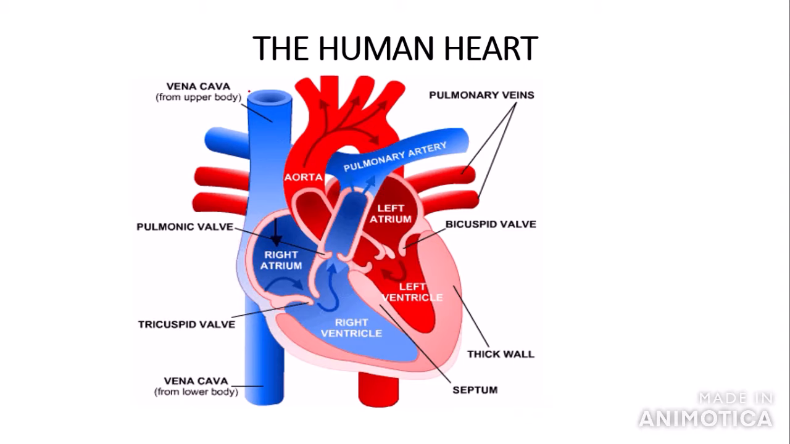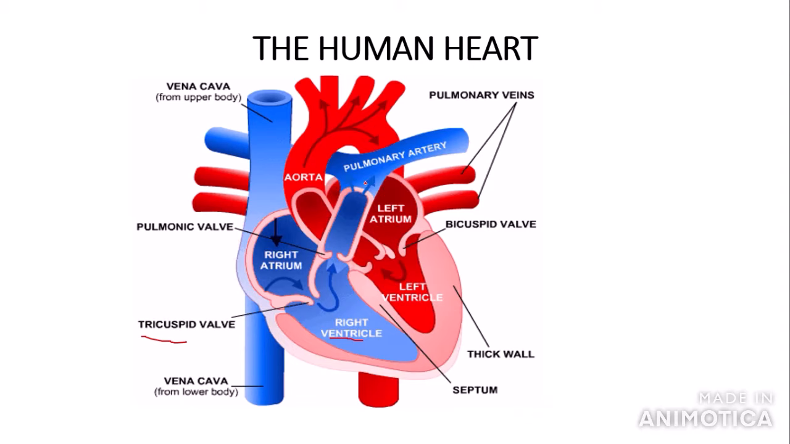Deoxygenated blood enters the right atrium first, which is one of the 4 chambers of the heart. Then the tricuspid valve opens and the deoxygenated blood enters the right ventricle. The function of the valves here is to prevent backflow from the ventricle to the atrium. We will delve into more detail on that later. Then the deoxygenated blood enters the pulmonary artery. The blood is then carried to the lungs where it is oxygenated.